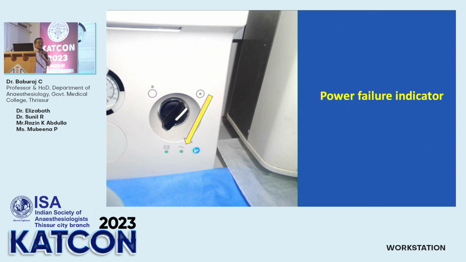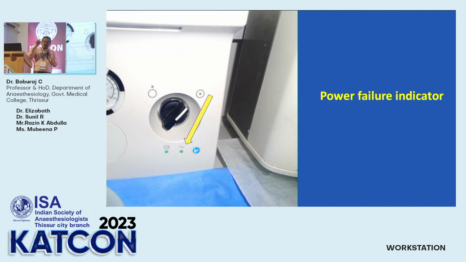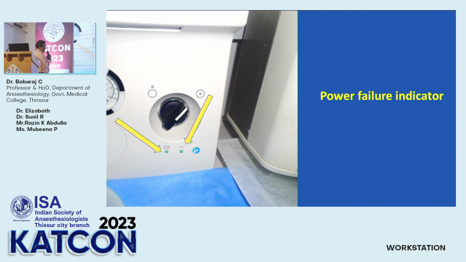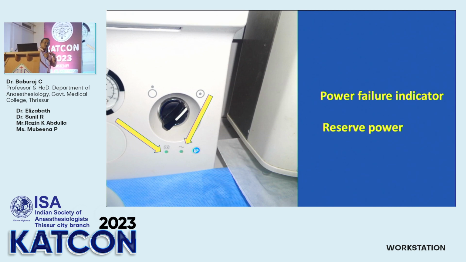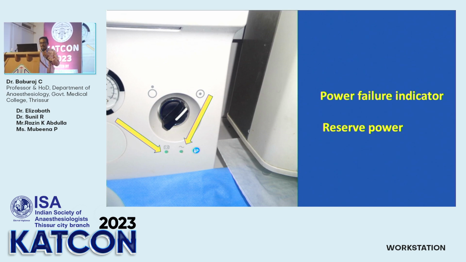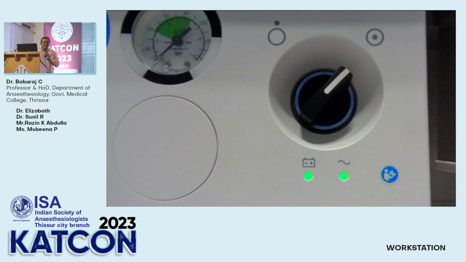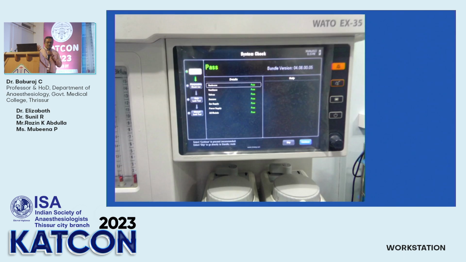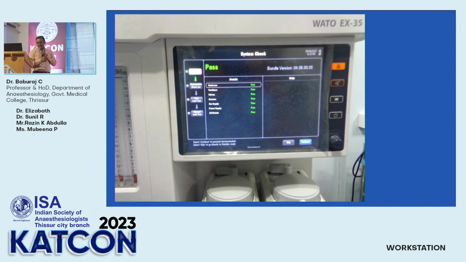And this is the power failure indicator. Always look whether that is functioning or not. If it is not blinking, that means there is no AC coming to the machine. And you can see another LED also. What is that? It is a reserve power. That means your battery is okay. Suppose it is not functioning, you have to assume that battery has failed. So always look for these two indicators. You can clearly see that. And of course, once you switch on, the system check will start.